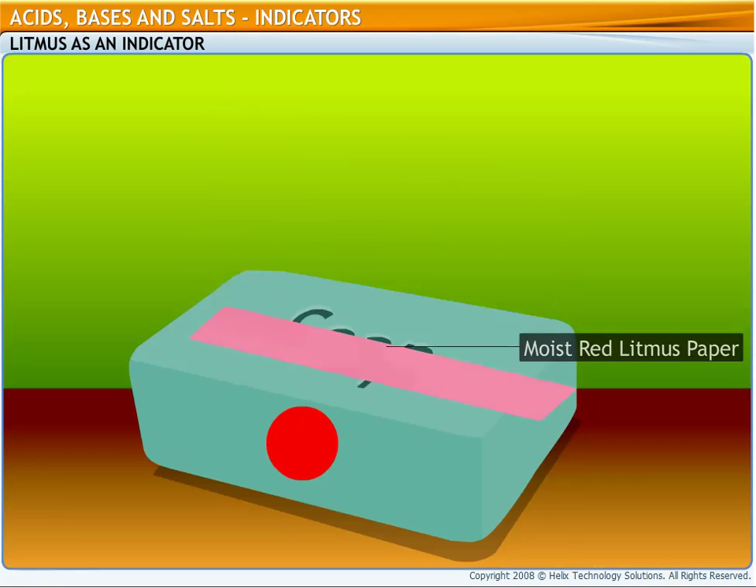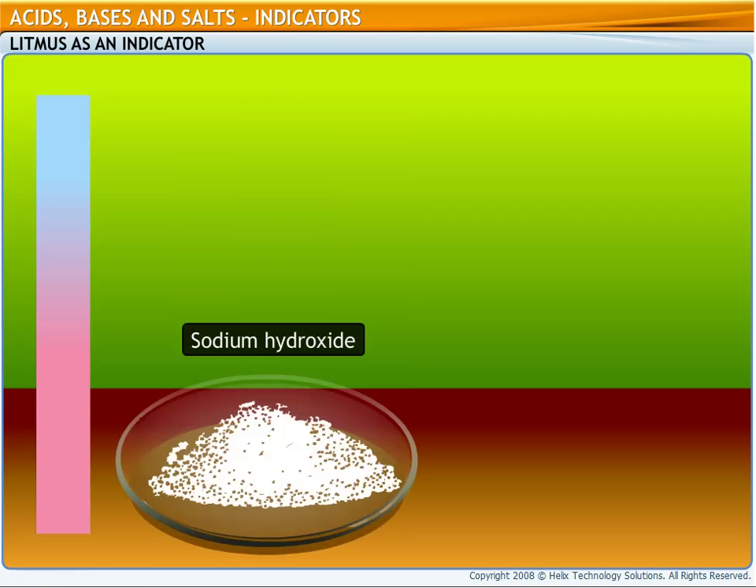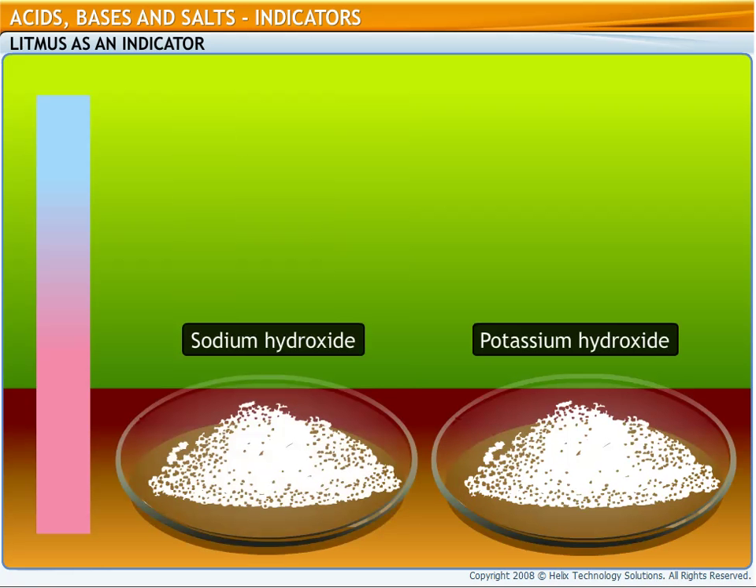The red litmus paper has turned blue. This means that the substance is basic in nature. If it were acidic, the color would have remained red. Soap contains sodium hydroxide or potassium hydroxide, which are basic in nature. Thank you, Mr. Wiz.